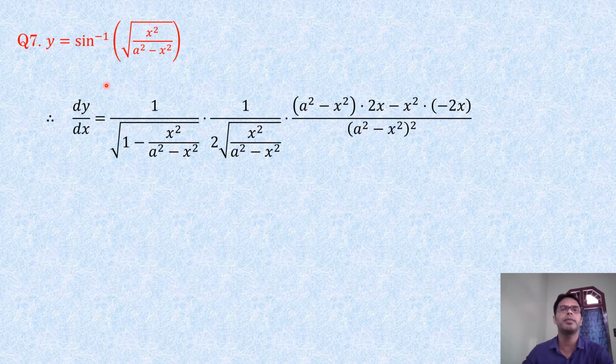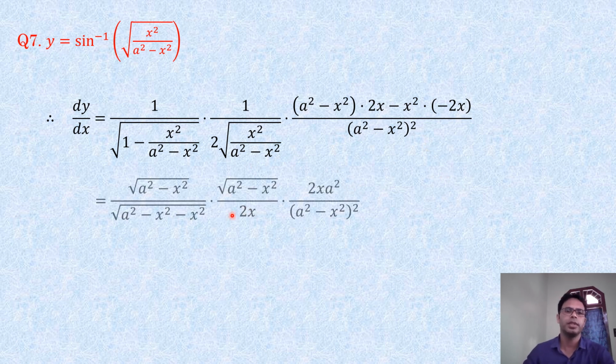It is the derivative of the sin inverse function, then into the derivative of the inner function, root over function, that is 1 by 2 root over, the terms remaining same. Now again differentiation of this inner part, x square by a square minus x square, use the quotient rule: denominator whole square, then denominator into derivative of x square is 2x, minus x square remaining same, derivative of denominator is minus twice x because a is constant.